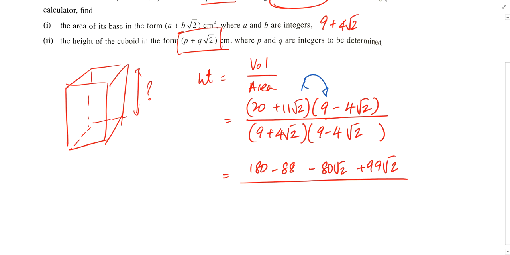Now, in the denominator, what do we have? 81 minus. How do you get 32? 4 square times 2. Anybody needs help why it is 4 square times 2? Yongkang, do you need help? Why is it 4 square times 2?